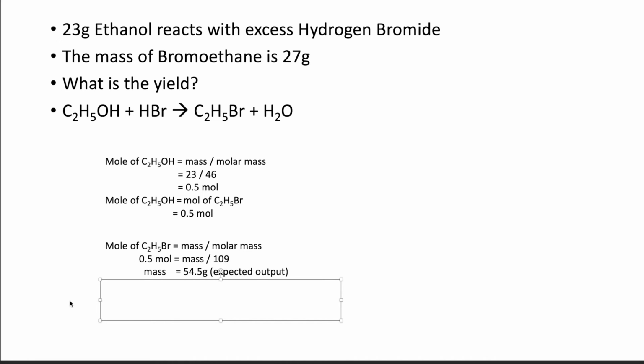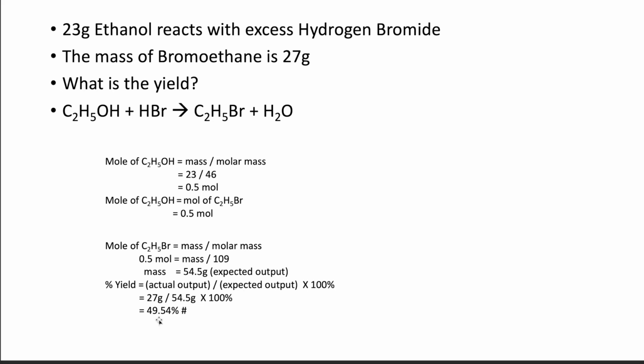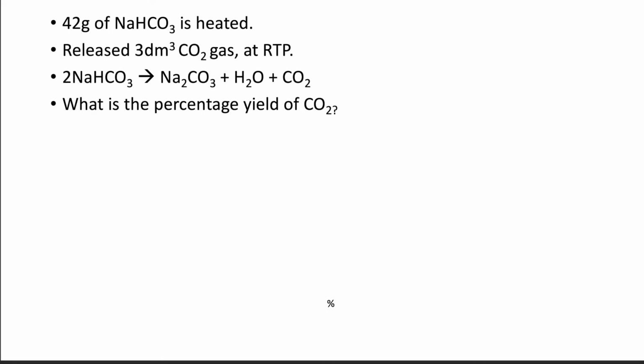So yield is equal to your actual output, which is your 27 gram, divided by your expected output, which is your 54 gram times 100%. And bam, you get this amount, 49.54%. Okay, next will be gases.